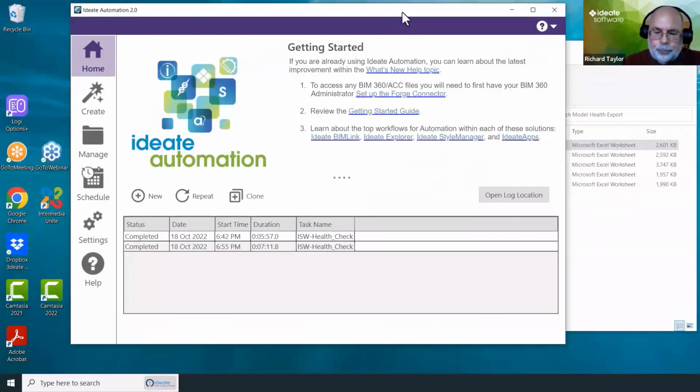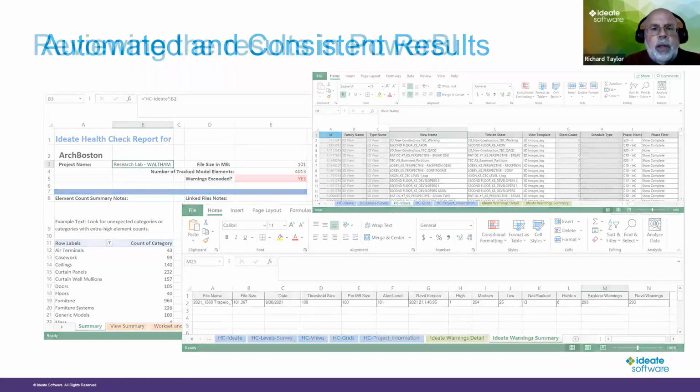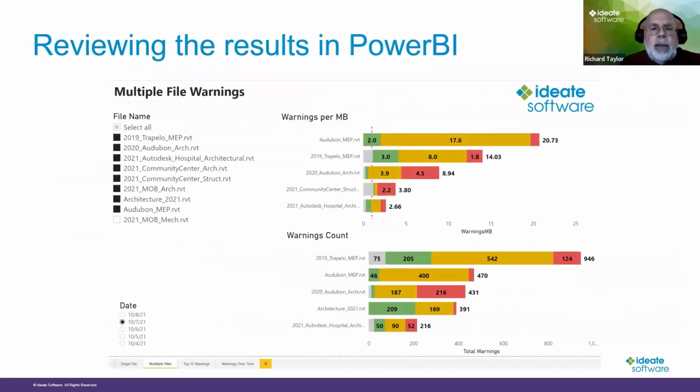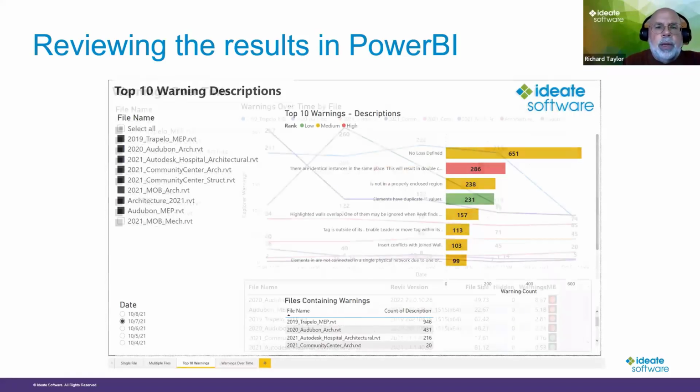Now, the important thing about this is you can now take that Excel file and basically plug that into a dashboard. So you can have automated and consistent results. You can run a health check, as an example, every evening. And a lot of our customers now are taking that information in Excel and bringing it into Power BI for, again, a kind of dashboard look, like, oh, I've got these warnings aggregated over a series of models, right? Warnings per megabyte, warnings count. What are my warnings over time? What are my top 10 warnings for these models? So I can really break down and review this information, which is quite nice.